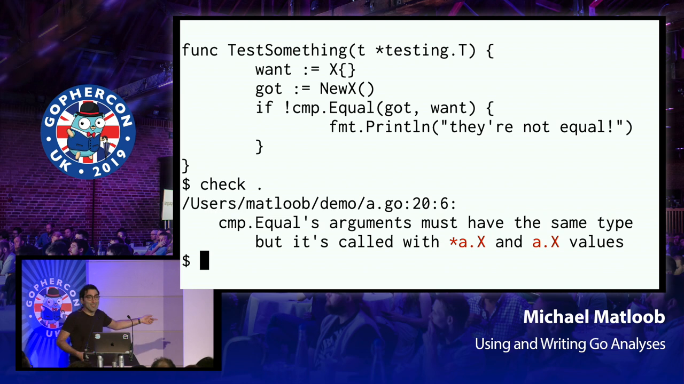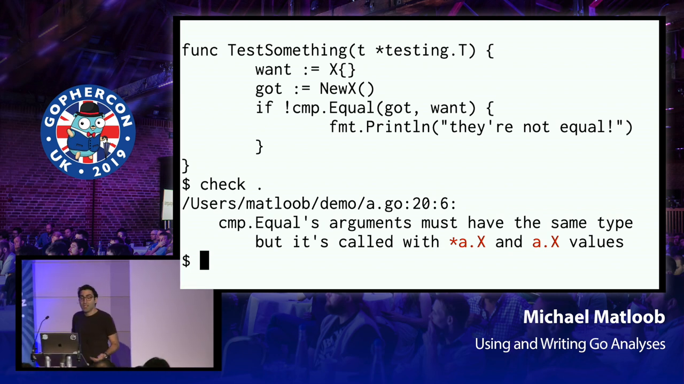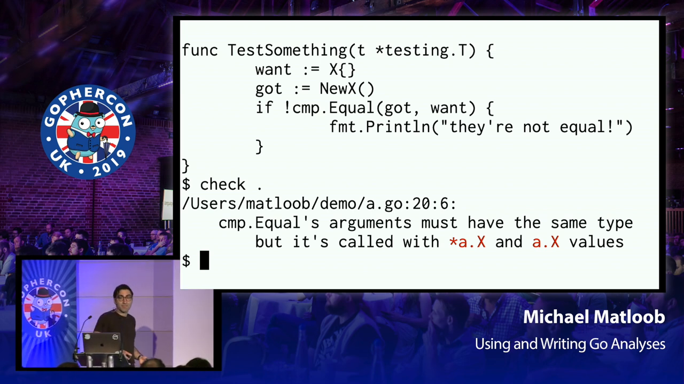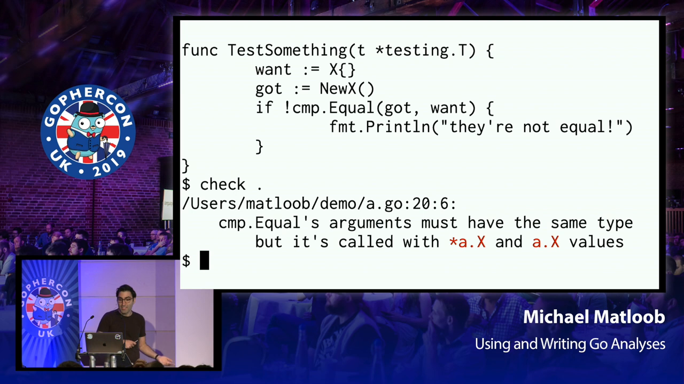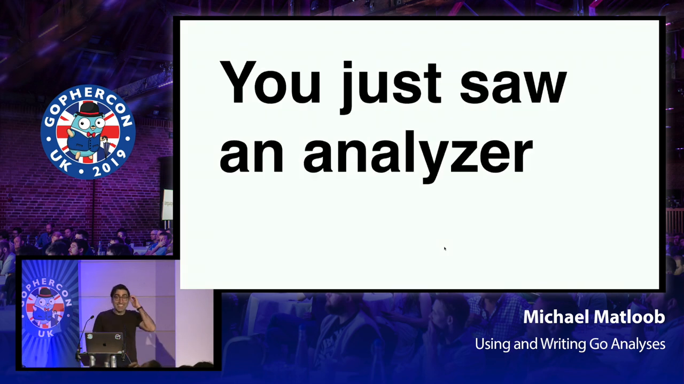Wow, this could have saved me so much time earlier. So what it's saying is exactly the problem that we had. It examined my code, and it determined that comp.Equal arguments must have the same type, but it's called with a pointer to an X and an X. And so this tells me exactly what I need to do and where I need to go, a.go line 20, to fix it. Wow, this is so cool. And this is an analyzer. So that check program that I wrote is an analyzer. It looks at my code, it provides feedback for me, and I can use that feedback to fix bugs in my code.